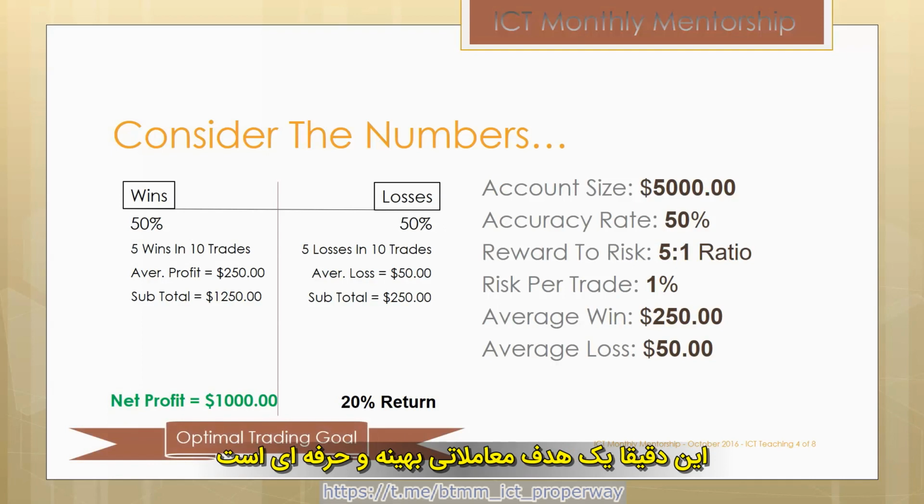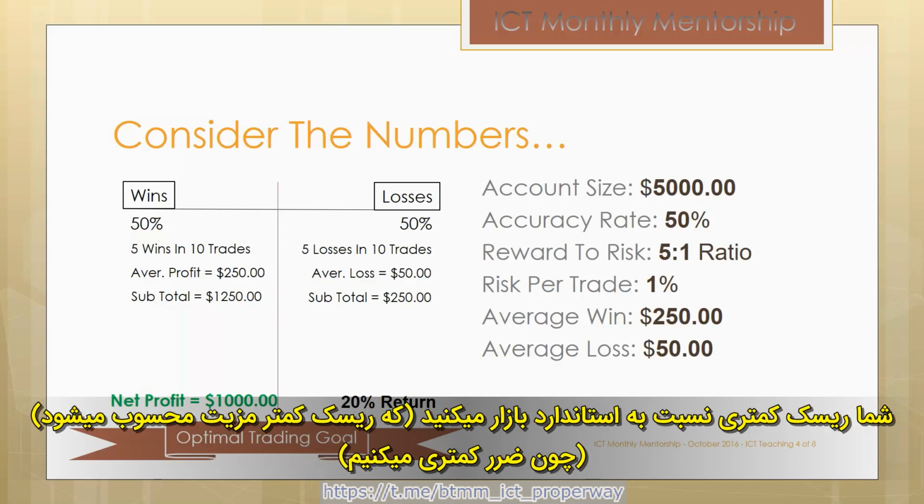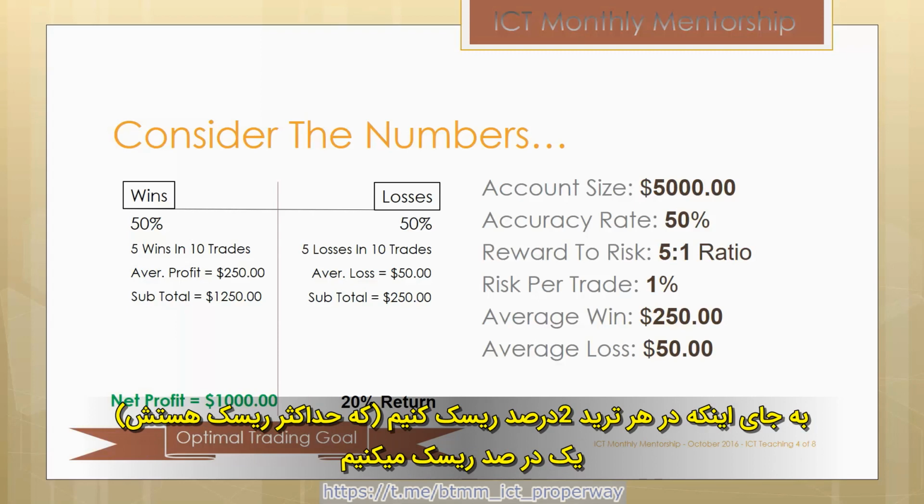This is optimal trading goals. This is exactly what you should be aspiring to do. You're not trading a lot. You're not demanding a high rate of success or accuracy. You're not pushing the limits on your risk. You're keeping it at a low. You're doing half the industry standard in terms of risk per trade. Usually it's 2% maximum. Okay, well, we're doing 1%.